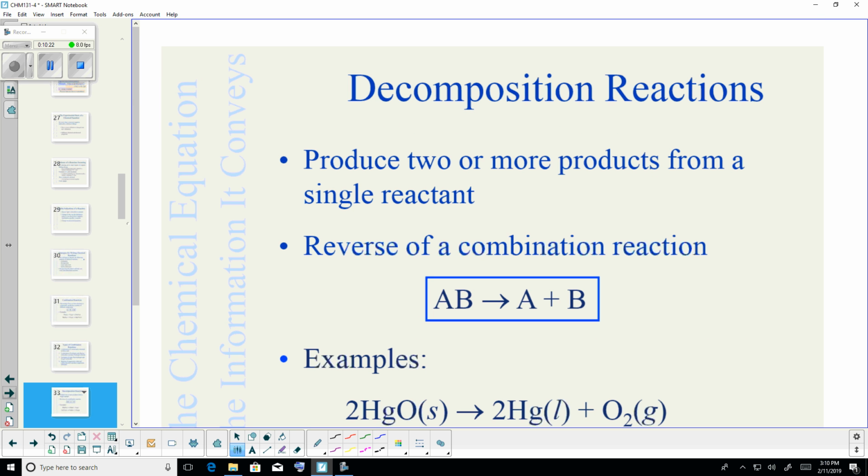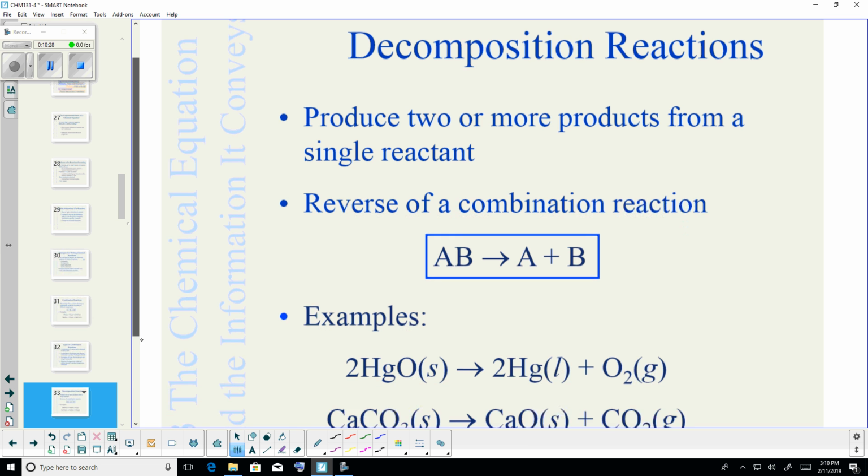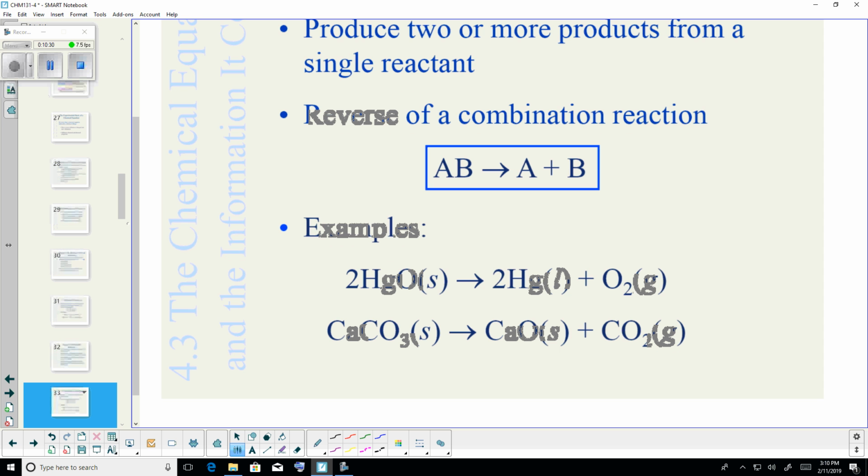Decomposition, we start with one thing. Here we have AB. It goes apart to A and B. So the one we saw here was mercury oxide going to mercury and oxygen. Calcium carbonate, if you heat it, it's a solid. It goes to calcium oxide, a solid, plus carbon dioxide, a gas.